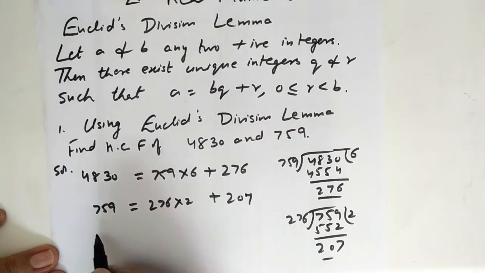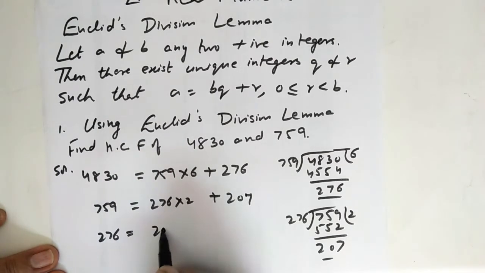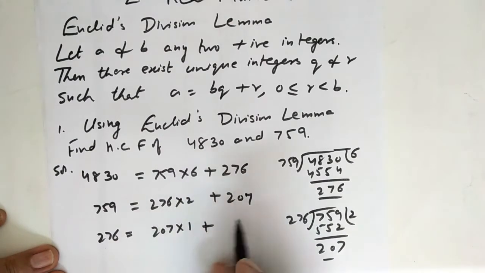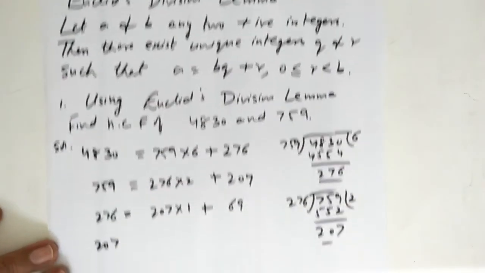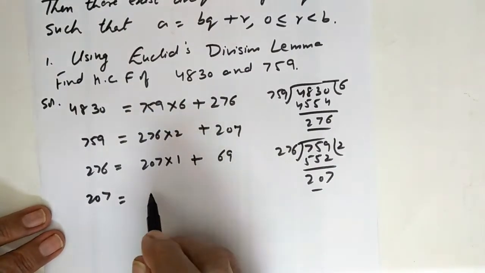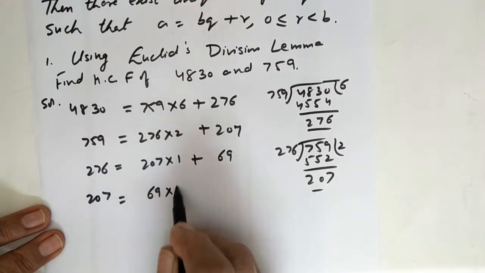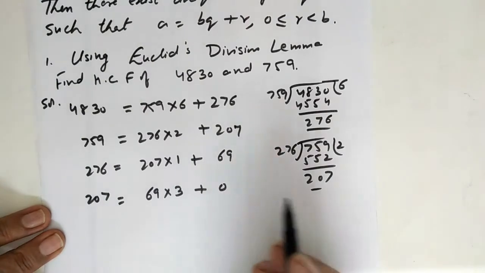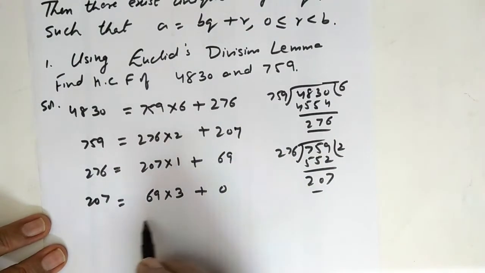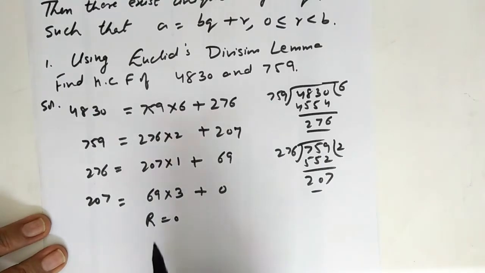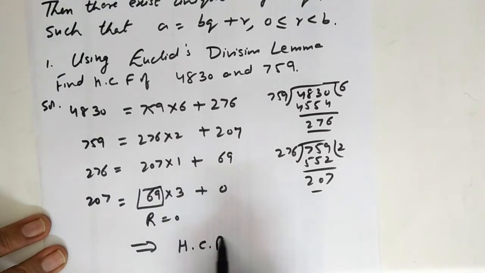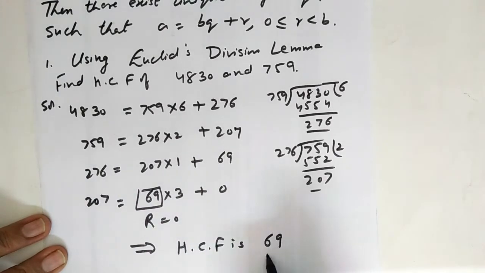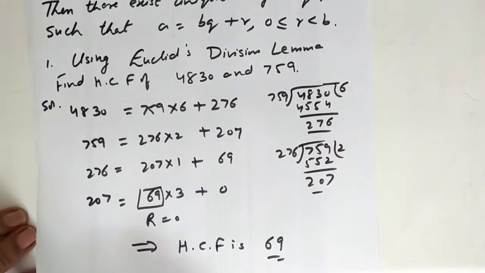Again, applying Euclid's division lemma, 276 is equal to 207 into 1 plus 69. And 207 is equal to 69 into 3 plus 0. When the remainder is 0, the last divisor is our HCF, which implies our HCF is 69. This was our first question.